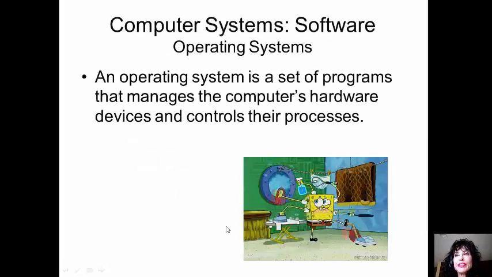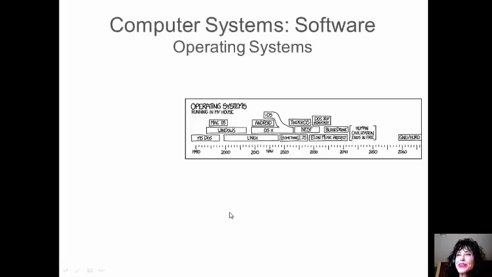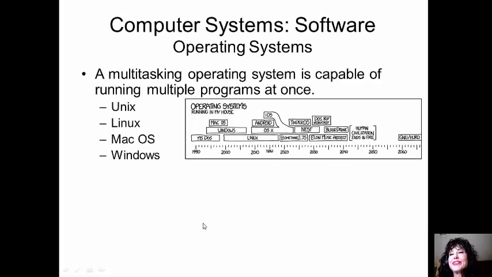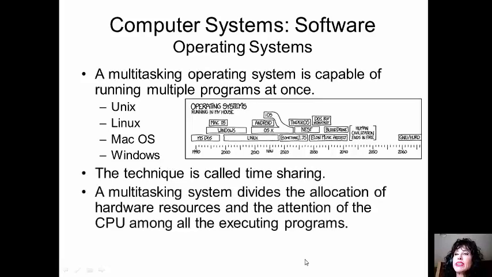An operating system is a set of programs that manage your computer's hardware devices and control their processes. And most all modern operating systems are multitasking. So some common operating systems are Unix, Linux, Mac OS operating system, and Windows. I'm sure you've heard of at least one or maybe two of these. And the multitasking situation is called time sharing.